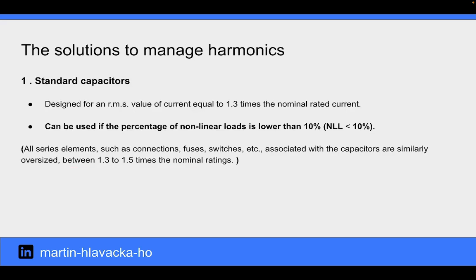Standard capacitors are designed for an RMS value of current equal to 1.3 times the rated current rating. Standard capacitors can be used if the percentage of nonlinear loads is less than 10%.